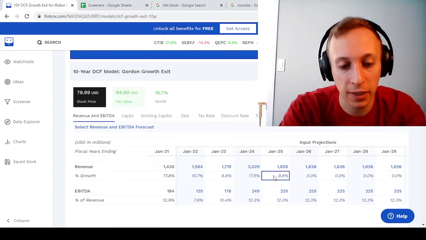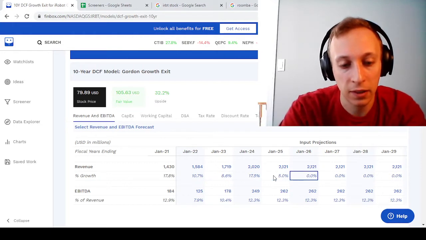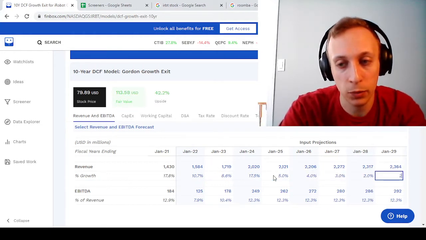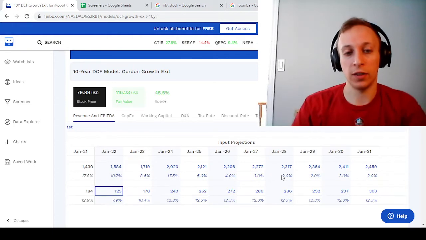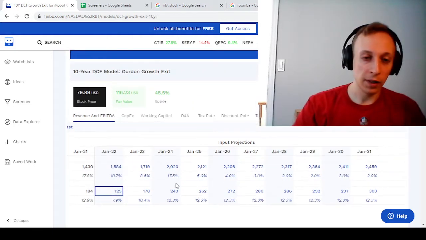So I even just bumped that down to, let's say 5%, 4%, 3%, 2%, 2%. I think this is fairly conservative. 2% is very low growth, but let's go with it.